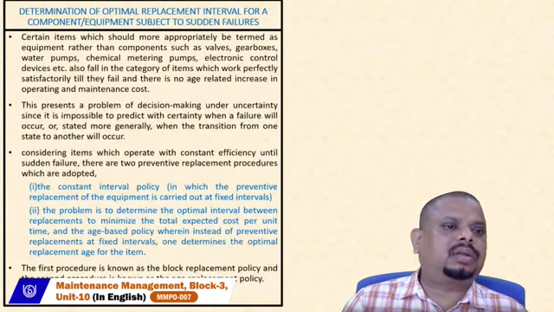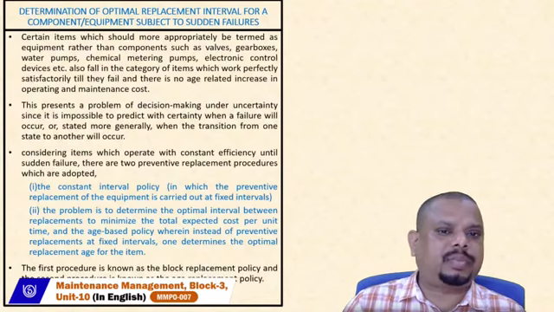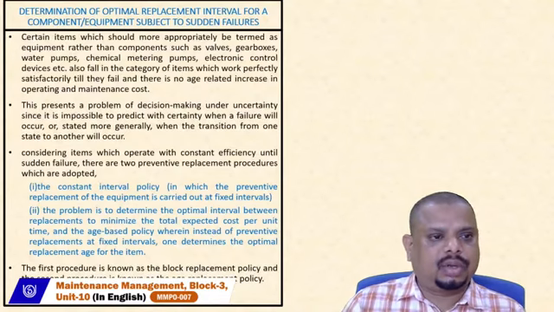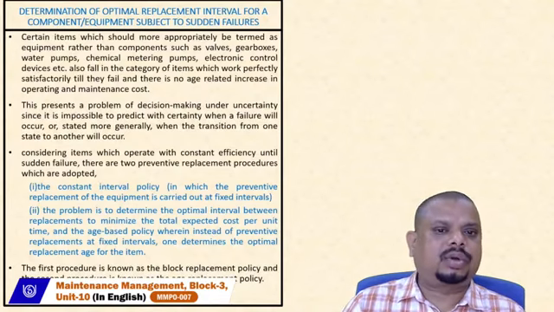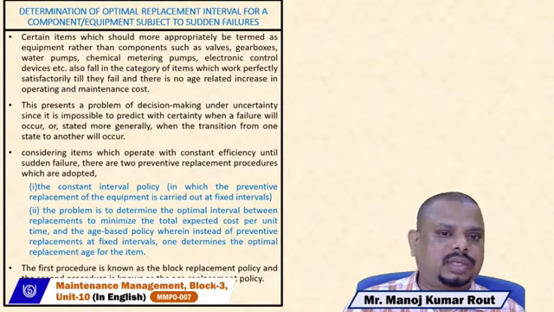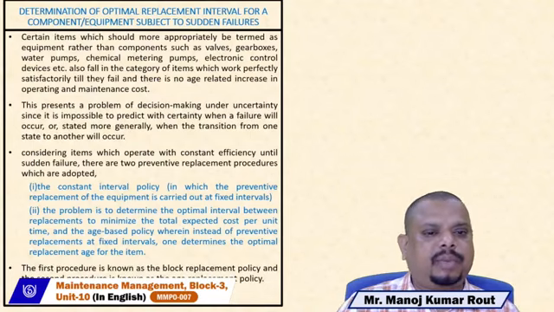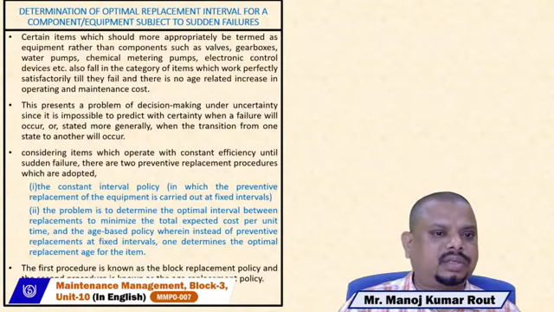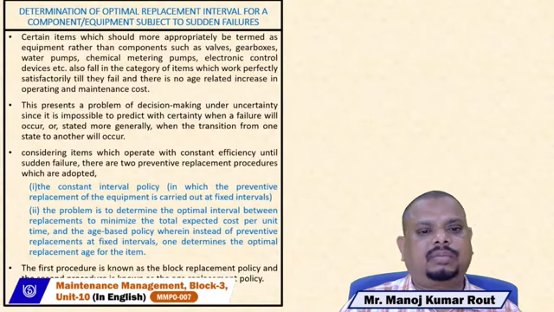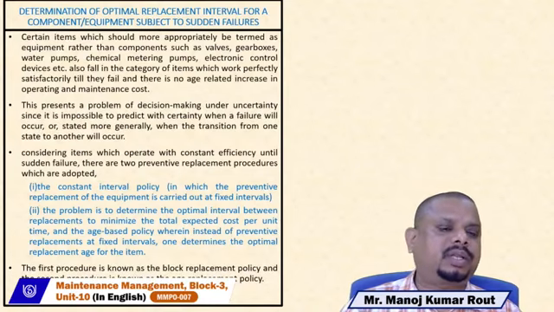The next one is the determination of the optimal replacement interval for a component or equipment subject to sudden failures. In the case of sudden failures, which happen most often to valves, gearboxes, pumps, chemical metering pumps, and electronic control devices, you cannot predict the failure rates. They suddenly fail. They fall in the category of items which work perfectly satisfactorily until they fail. There is no age-related increase in operating and maintenance cost.